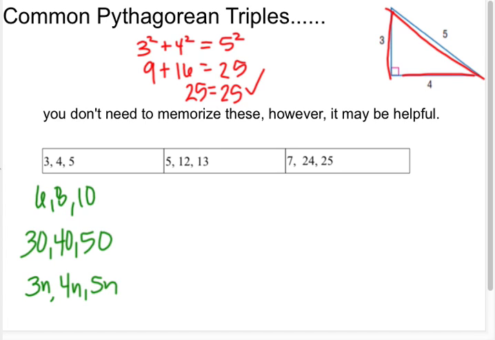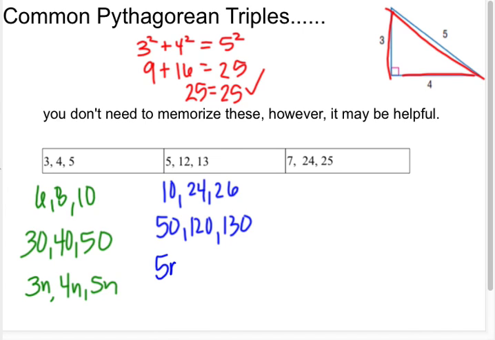Same thing for the other one, the 5, 12, 13. If I multiply each one by 2, I would have 10, 24, 26. That's one example. If I multiply each one by 10, 50, 120, 130, that's also a Pythagorean triple. And essentially, I can multiply anything by n, and I will get another Pythagorean triple. Okay, so if n is 2, I will get that example. Plug in 2 for n and you get each one.